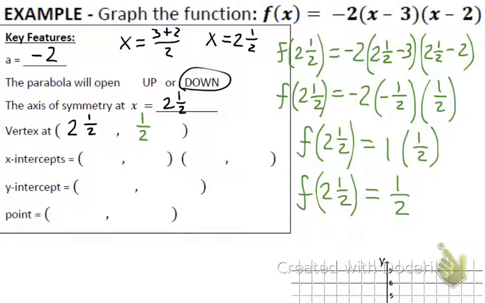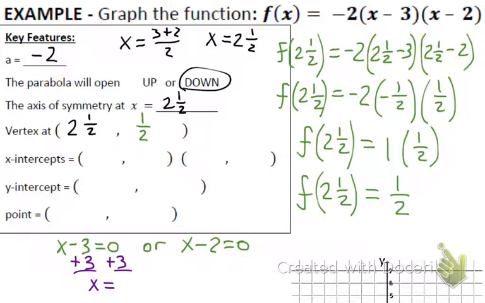X-intercepts are easy to spot here. If you need to, you can write it out. x minus 3 equals 0 and solve that. The other one will be x minus 2 equals 0. Solve that. So we'll add 3 and get positive 3. So we have an x-intercept at 3, 0. Add 2 to each side and you get x equal to 2. So we have another x-intercept at 2, 0.